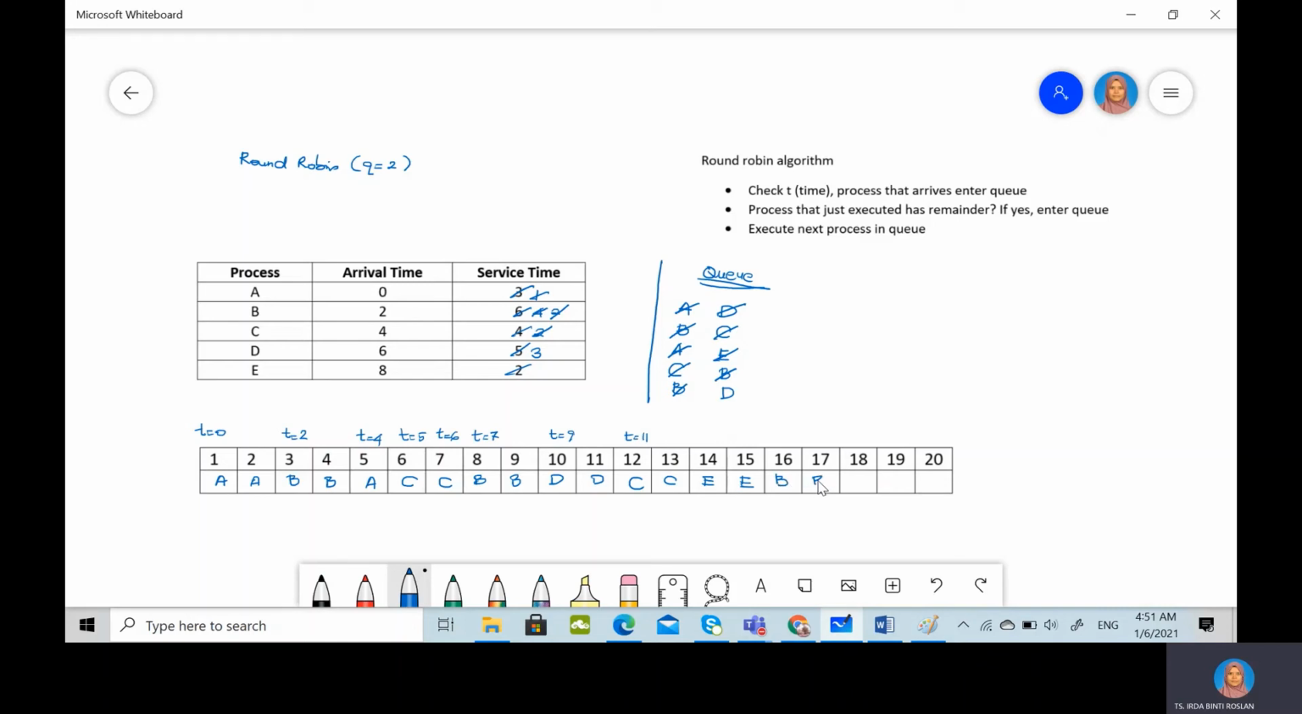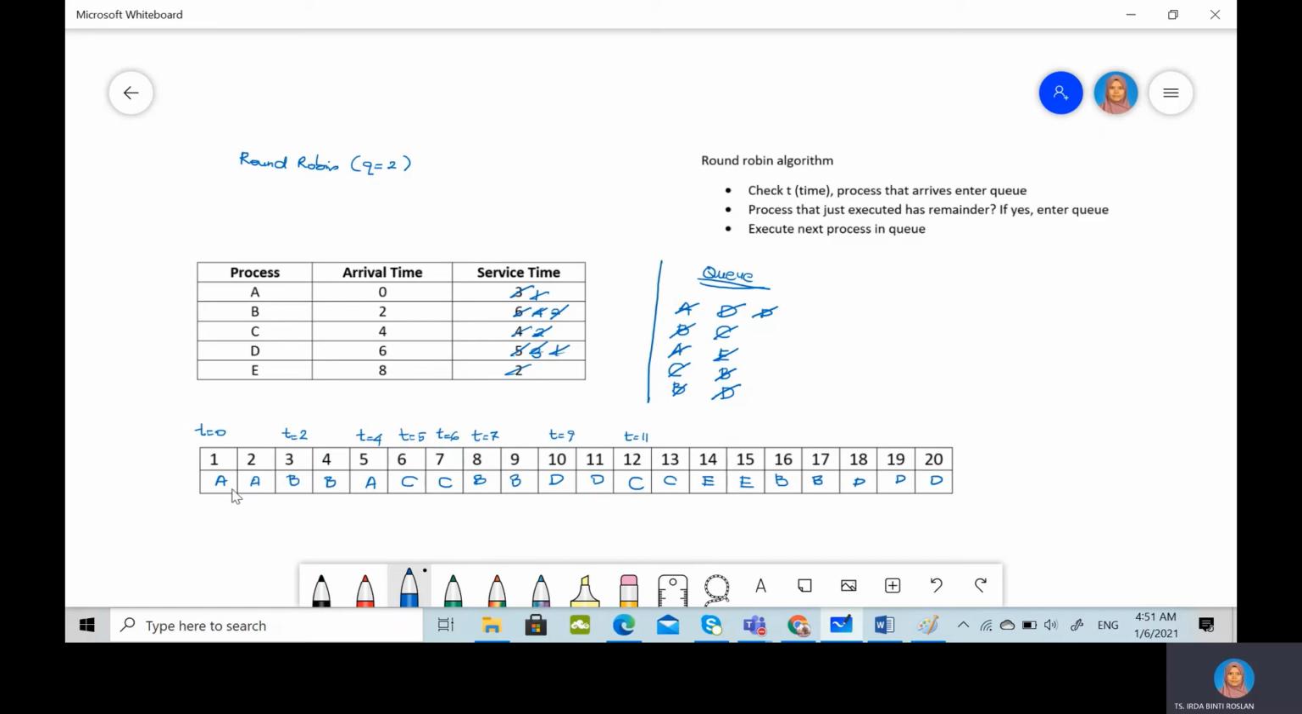B, B. Okay, next we run D. D has 3, so D, D. The remainder is 1. Put it in Q because this is the last one, so we execute it and it will finish. So basically, this is the round robin quantum equals to 2 scheduling.